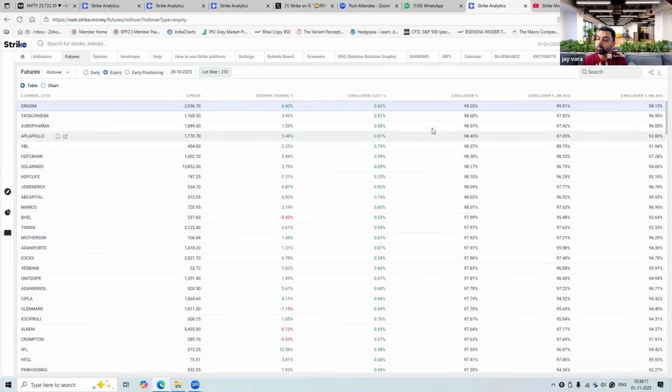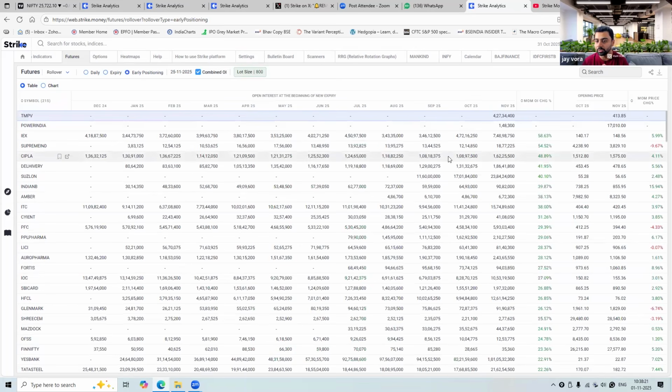Now, I told you that sometimes rollover and all these things can be misleading when it comes to percentage terms. That's where I actually look at absolute terms. Say for example, I'm just giving an example, if the lot size is 10 and 100 people have carried forward their contracts, 10 into 100 is 1000, so 1000 is nothing but your open interest. It tells you how many people have rolled over their position to the new expiry.